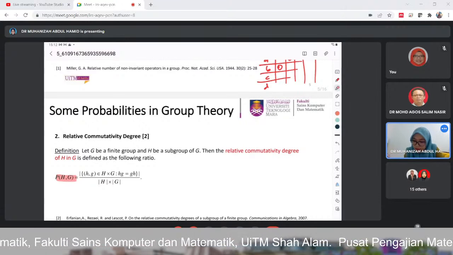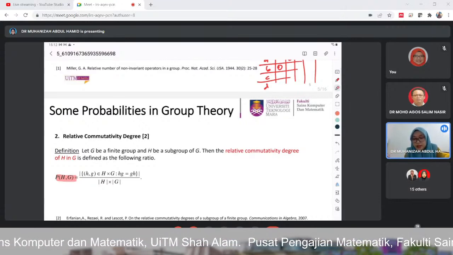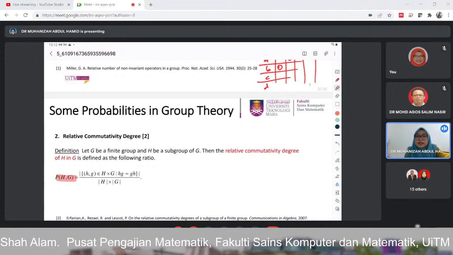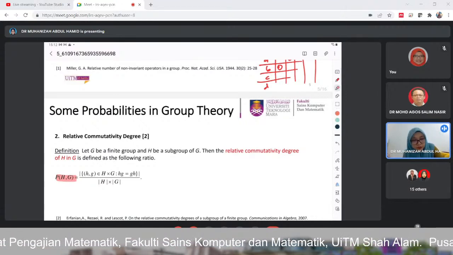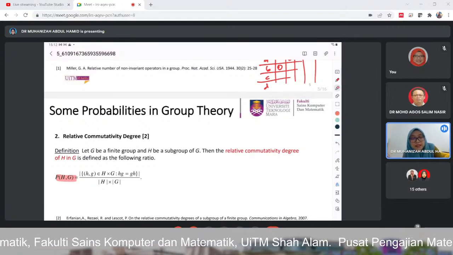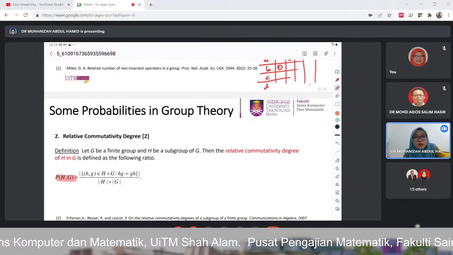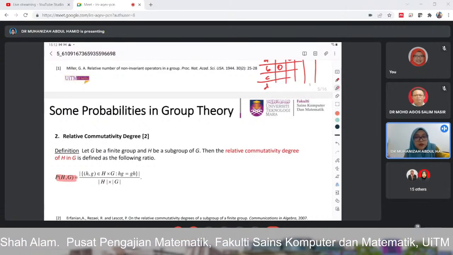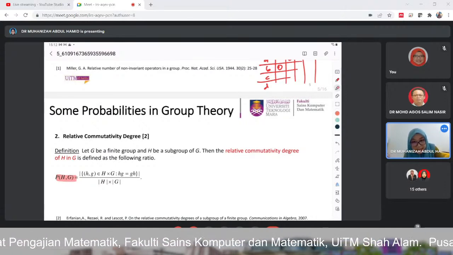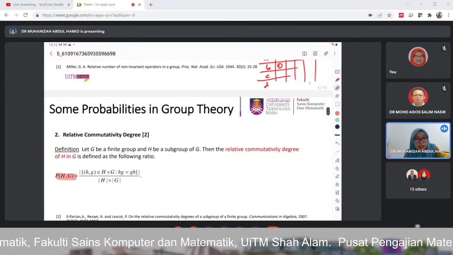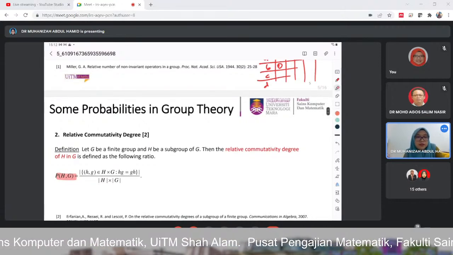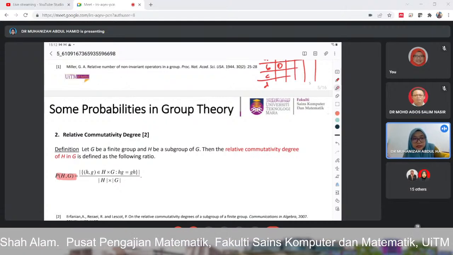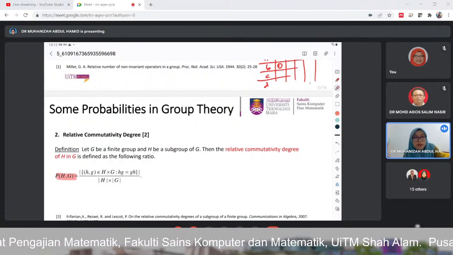And so this relative commutativity degree is actually the extension from the commutativity degree. By changing the role of elements to subgroups of a group, one can obtain a modification of the commutativity degree. So Erfanian et al. extend the concept of commutativity degree to relative commutativity degree of a subgroup H of a group G.